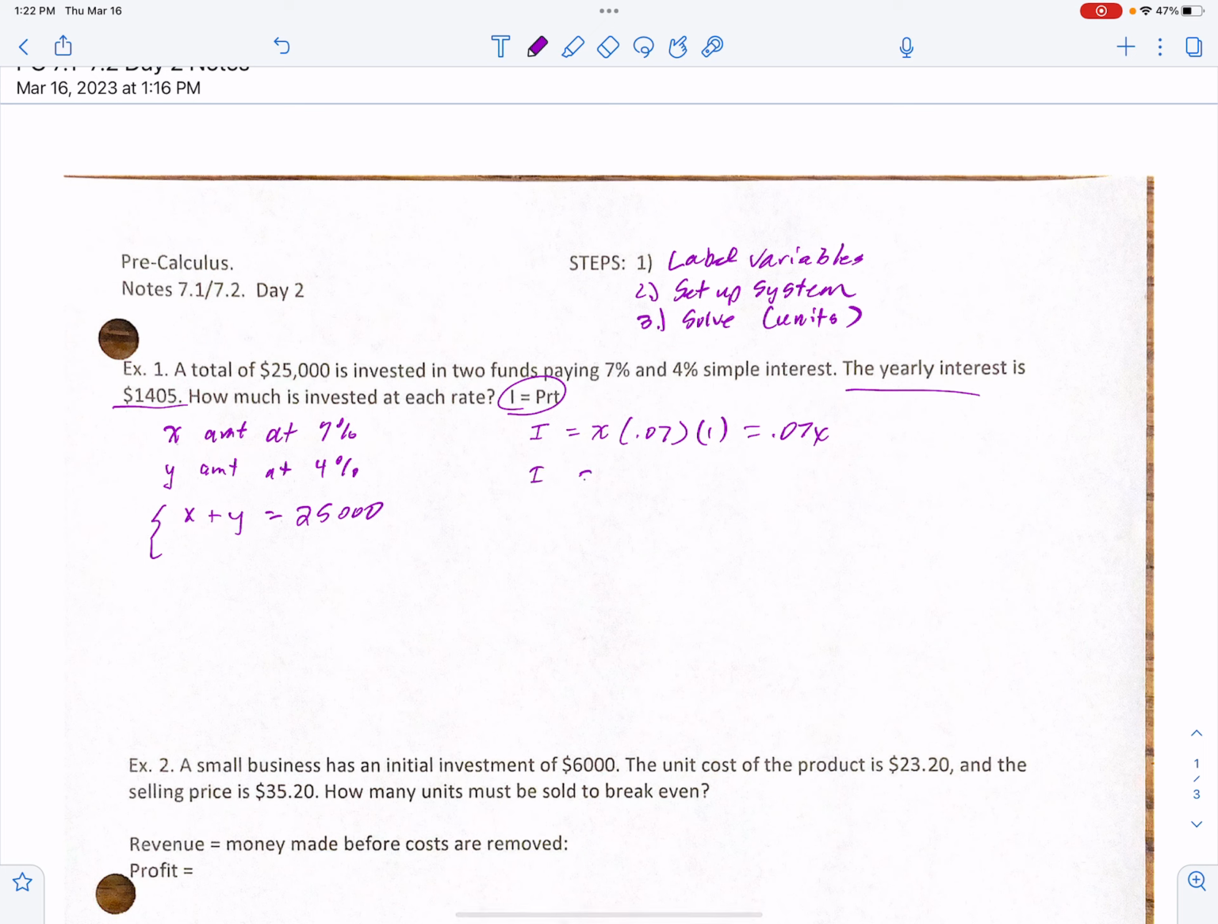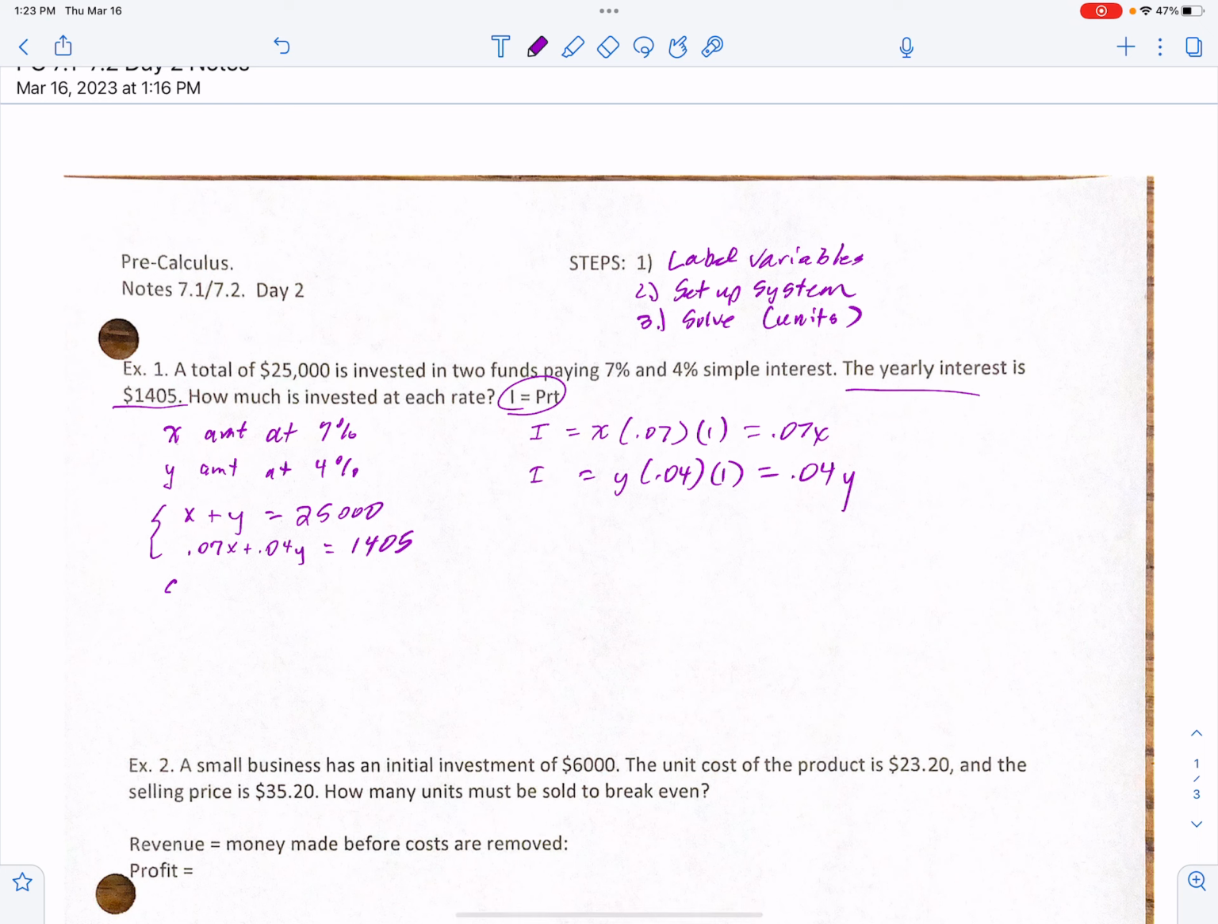The amount of interest you get from the 4% is the amount invested, which is your principal of Y, times 0.04, and then it is for 1 year, and you have 0.04Y. Oops, back here, that should have been a Y. And so if I total those two amounts, that adds up to the 1405. And so that's your system, and that's what you need to solve.